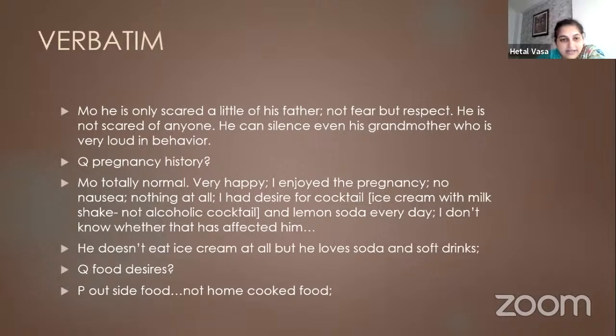So then I ask for pregnancy history, and mother says that it was totally normal and very happy pregnancy. She enjoyed the pregnancy and no nausea, no other complaints, but just that the mother had craving for cocktails. The cocktail here is a milkshake, a thick shake with ice cream. The place where we live, it is a non-alcoholic drink, which is called cocktail here.